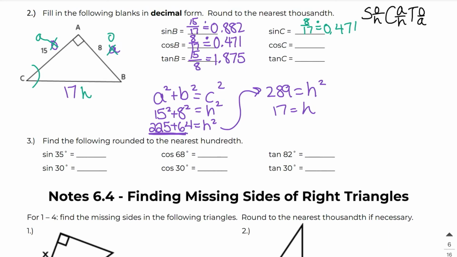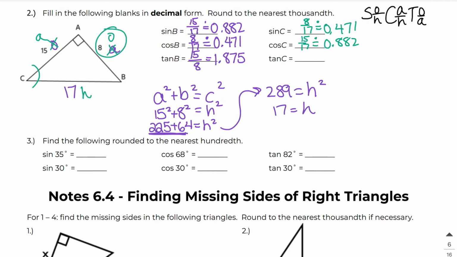Okay, and then cosine of C is adjacent over hypotenuse. So the adjacent is 15, the hypotenuse is 17. So I'm going to do 15 over 17, and we've already calculated that value right here. So this will be 0.882. And then lastly, tangent is opposite over adjacent.